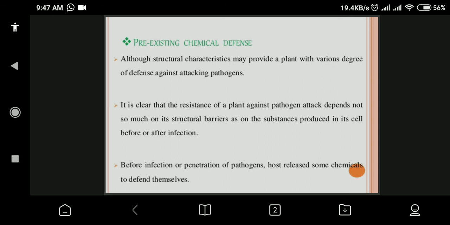Pre-existing chemical defense. Although structural characteristics may provide a plant with various degrees of defense against attacking pathogens, it is clear that the resistance of a plant against pathogen attack depends not so much on its structural barriers as on the substances produced in the cell before or after infection. Before infection or penetration of the pathogen, the host releases some chemicals to defend itself.